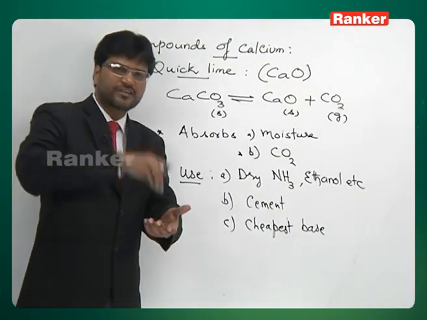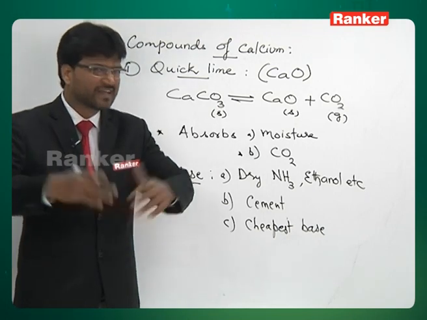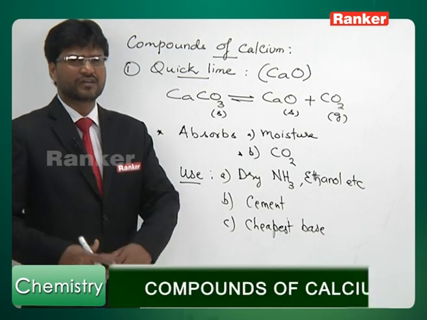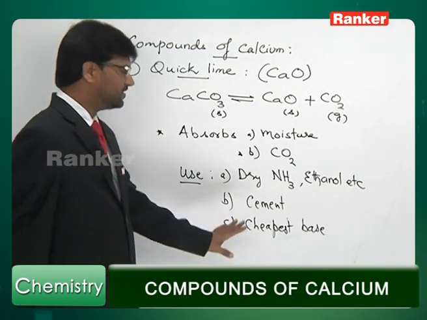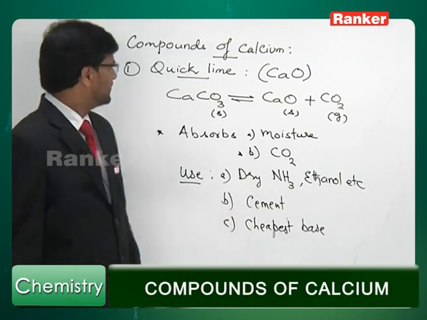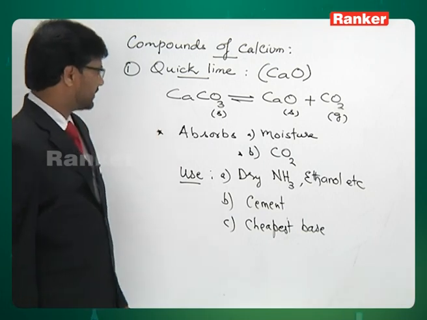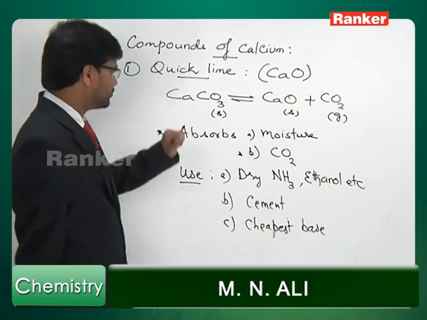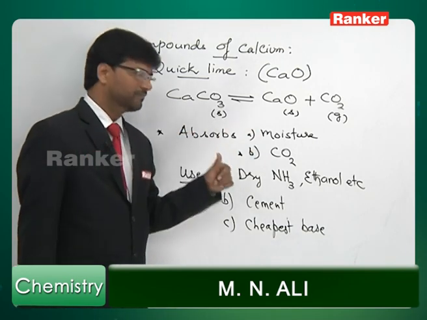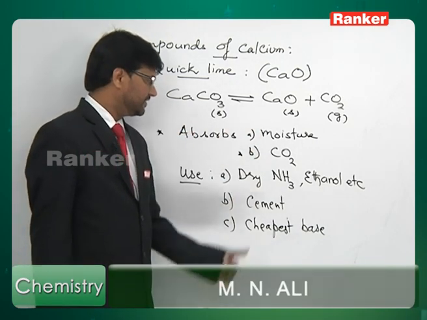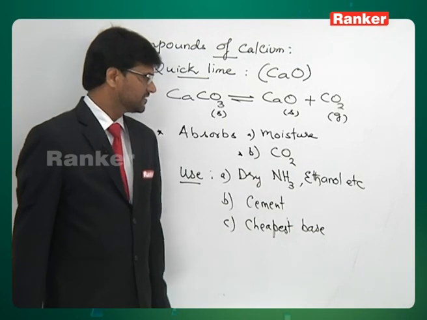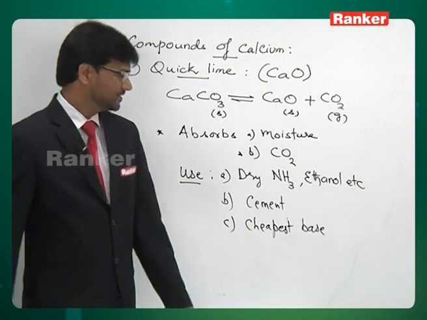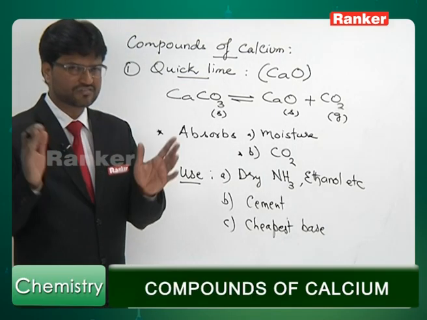If calcium oxide is mixed with water, it is called slaking and you get slaked lime, and slaked lime has several commercial uses. So this is the information regarding quicklime. Quicklime is obtained by heating calcium carbonate, that is limestone. It is capable of absorbing moisture as well as carbon dioxide. It is therefore used in drying ammonia gas, ethanol and other substances which themselves do not react with calcium oxide. Remember, the nature of calcium oxide is basic.